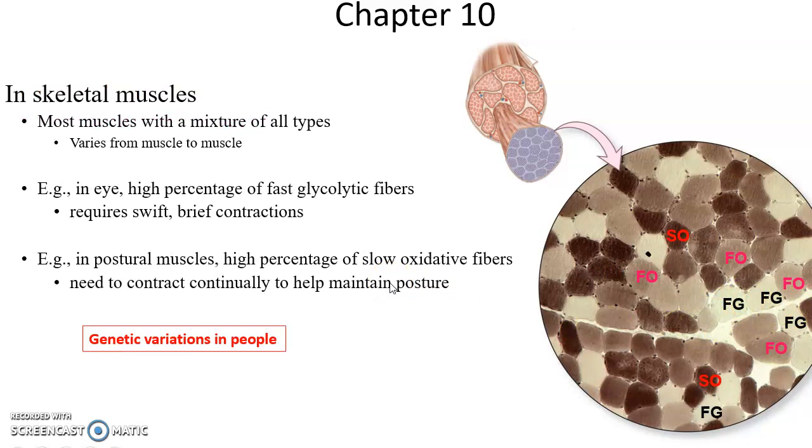And in our skeletal muscles, we have a mix of all three, but the ratio between them can vary from muscle to muscle, and can vary from person to person based on genetics. So some muscles that need to act quickly, say the iris of the eye, would have lots of fast glycolytic fibers. Our posture muscles that need to contract for long periods of time would have lots of slow oxidative fibers. That is where we will stop with this part of the lecture.